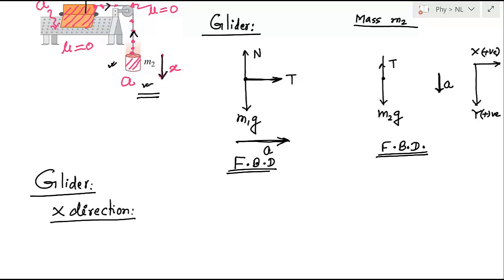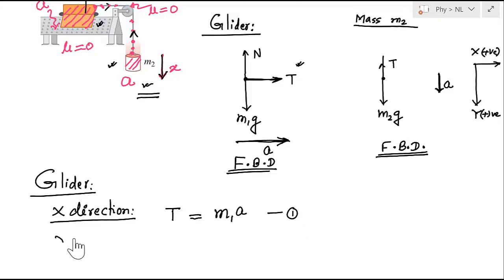So in the x direction for the glider, we have only one force, and that is tension. So we can write tension equals, that is, force equals mass into acceleration. Mass is m1 and acceleration is a. Because this is frictionless, there is no friction force acting along the x direction. So this is my equation number 1.